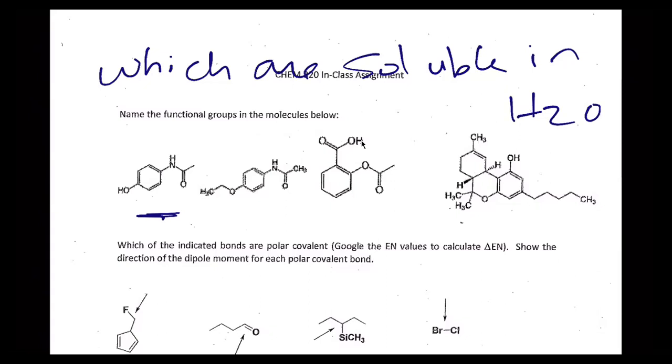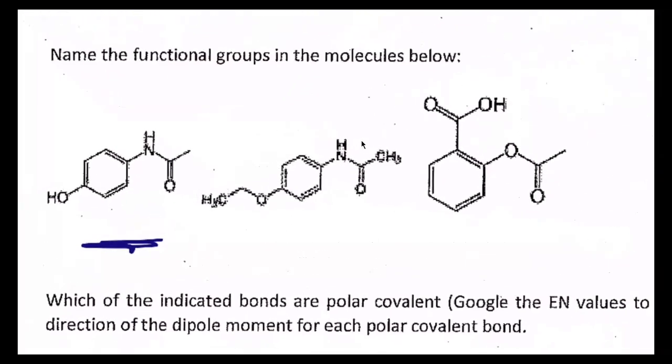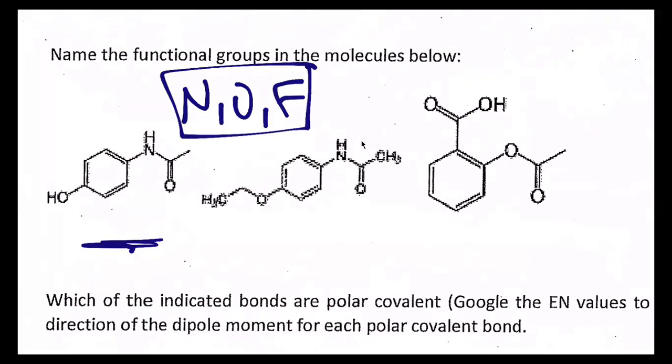You need to count the carbons and count the hydrogen bonding atoms. Keep in mind, the hydrogen bonding atoms again are N, O, and F. You've got to have one of those present. And then for every one of those, you can have up to five carbons.